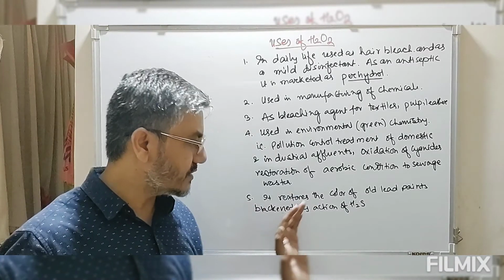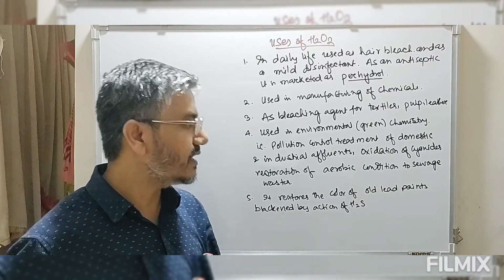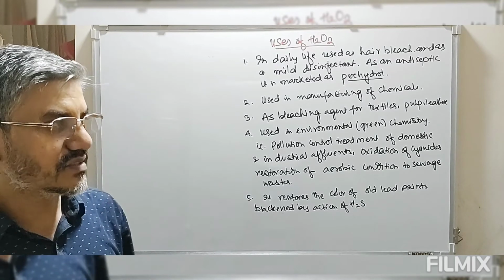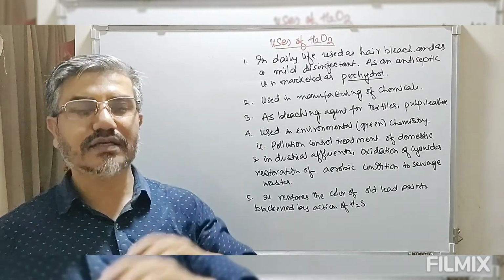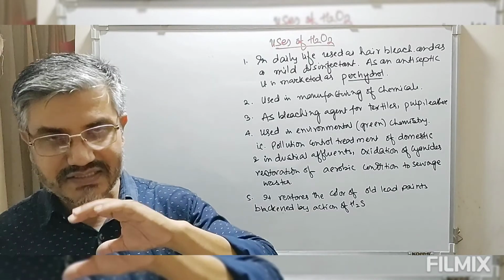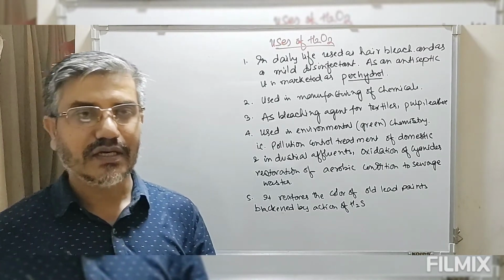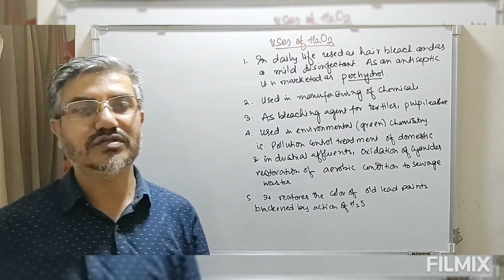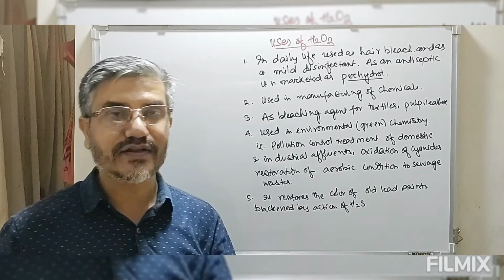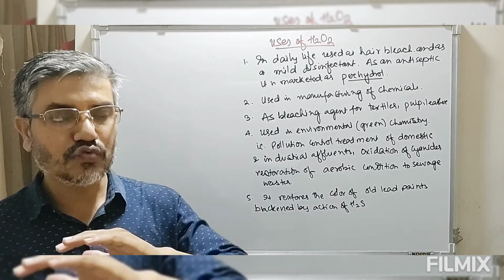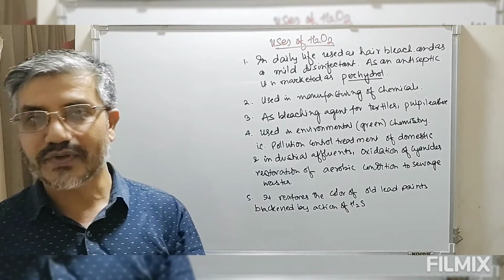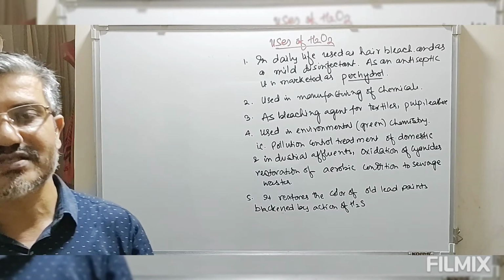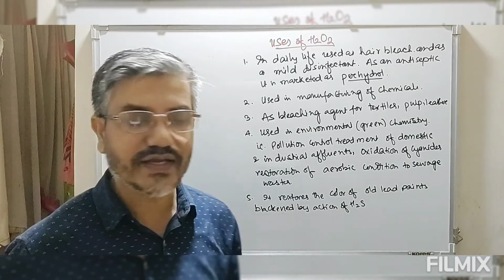Then this restores the color of old lead paints blackened by the action of hydrogen sulfide. That means lead-containing paints, when exposed to the atmosphere, react with hydrogen sulfide and are converted into lead sulfide, whose color is black. Now to restore the original color of that paint, we treat it with hydrogen peroxide, when this lead sulfide is oxidized to lead sulfate, which is white.